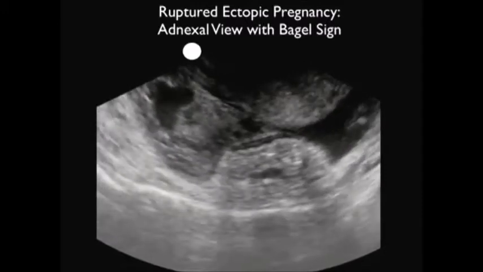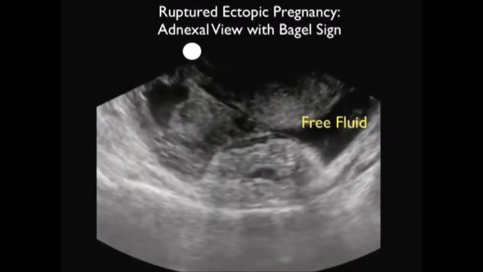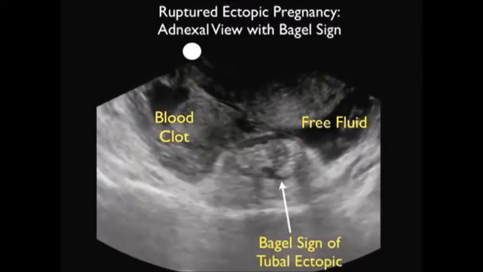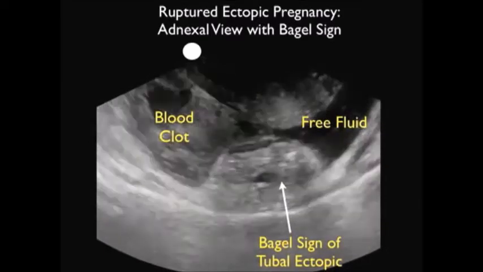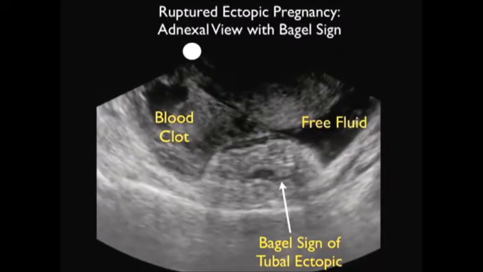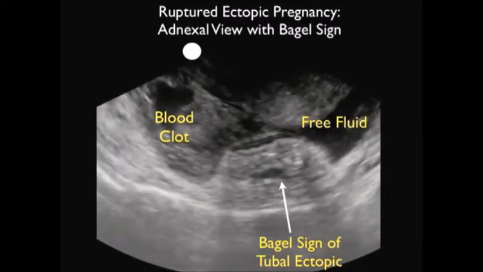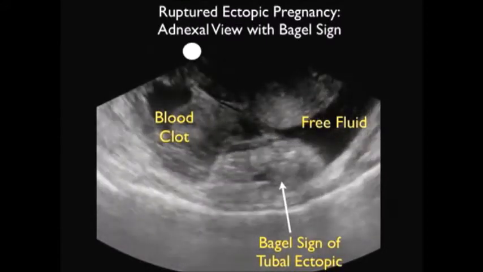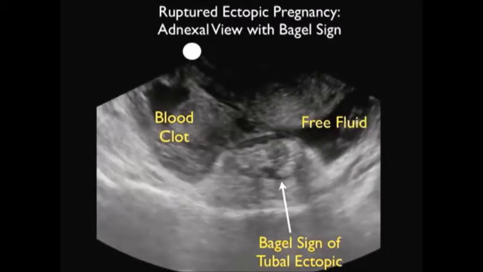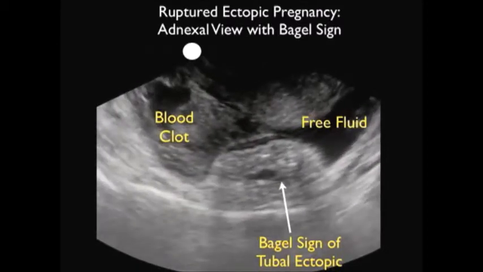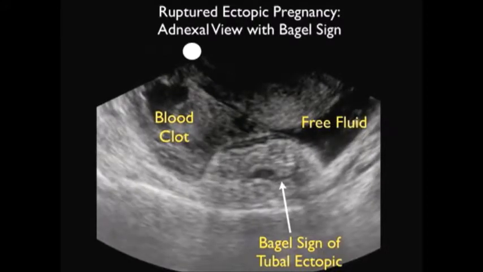So, in the last case, as we did not visualize an intrauterine pregnancy and we saw a lot of free fluid, we decided to scan out towards the adnexa. Here, we have a positive finding. We see free fluid towards the right and echogenic blood clot towards the left, and inferiorly, we see the bagel sign or the tubal ring of an ectopic pregnancy. Notice that the bagel sign has an echogenic or lighter circle appearance with a hole in the middle. This is suggestive of a fallopian tube ectopic pregnancy.